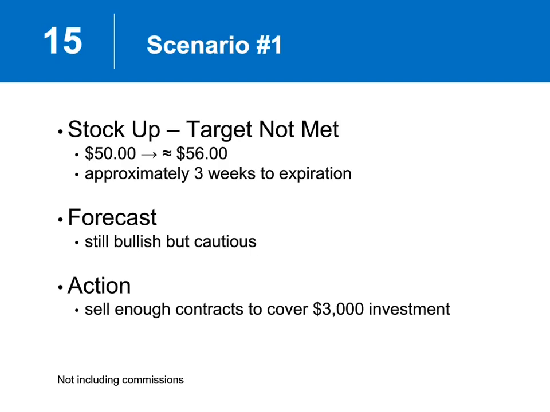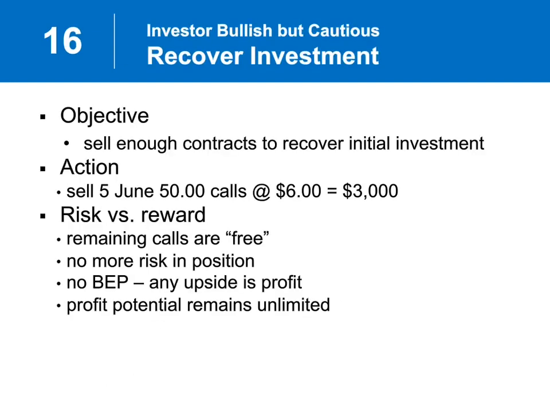So again, initial investment was $3,000. We're long 10 of the June 50s at $3. And we've let 5 weeks go by. The stock has had a nice little run to 56, but we've become more cautious. So we're an aggressive investor, or at least one who's managing the position, and we decide to take the action to recoup our profits. So as it turns out, we could sell the June 50 calls at $6.